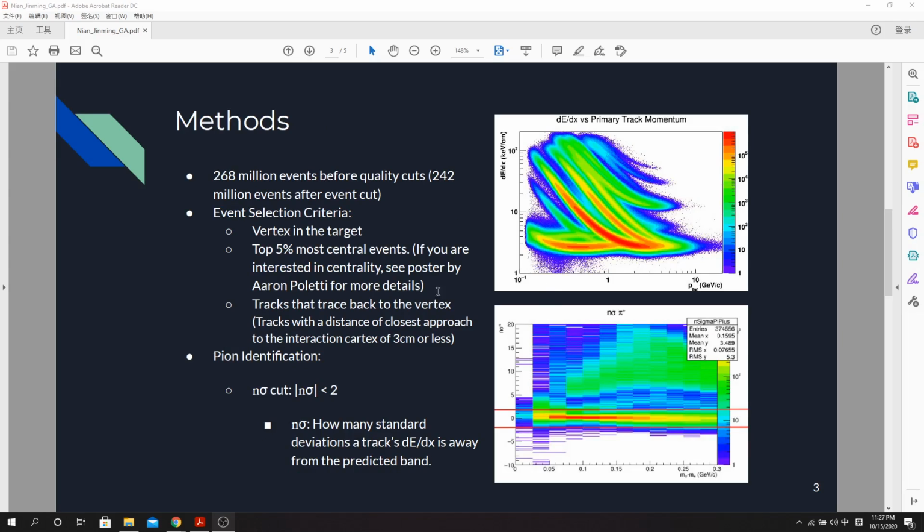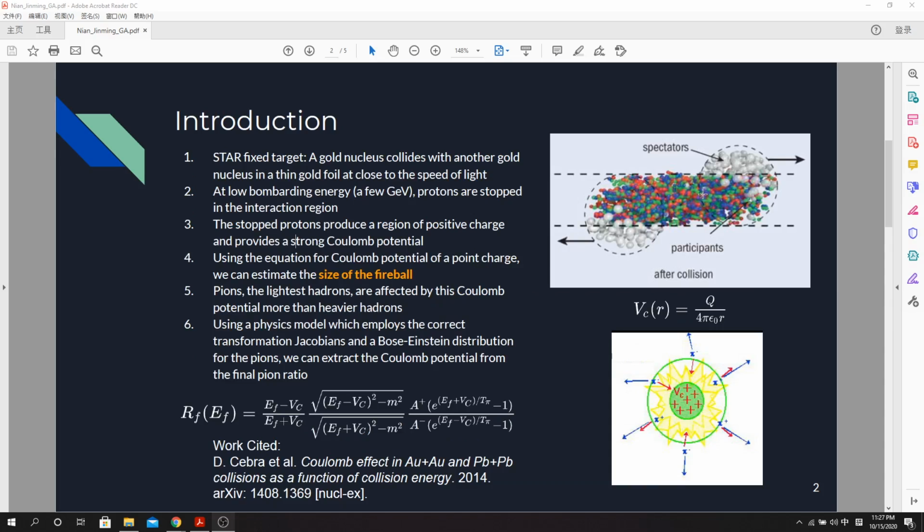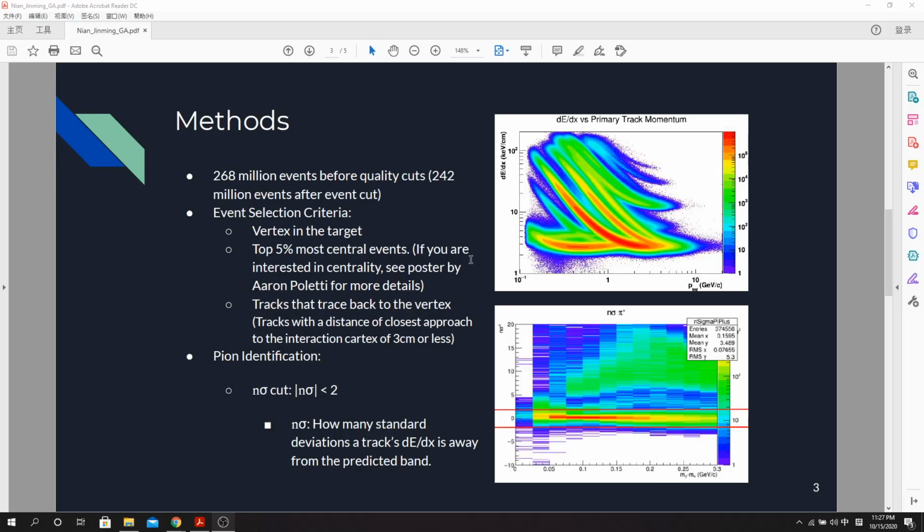Now we move on to methods. We start with 268 million events before applying any quality cuts. Then we select the events within the vertex of the target, and we use the top 5% most central events. Because the gold nuclei don't always hit head on, sometimes they only scrape through each other, so we want the most central events. If you're interested in centrality, feel free to go check out Aaron Poletti's poster for more details.